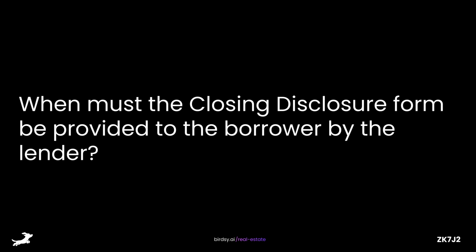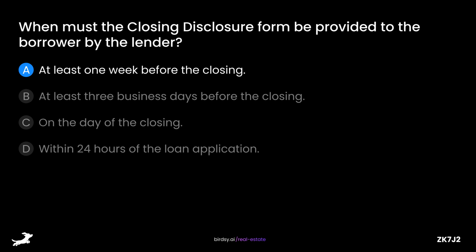When must the closing disclosure form be provided to the borrower by the lender? Is it A, at least 1 week before the closing, B, at least 3 business days before the closing, C, on the day of the closing, or D, within 24 hours of the loan application? The answer is B, at least 3 business days before the closing.